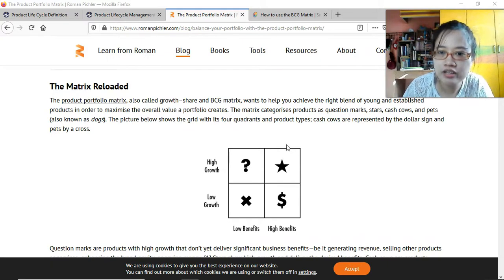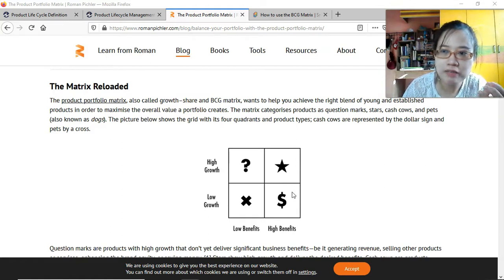And then you have the stars, high growth and then high benefits. Essentially, this pertains to the growth stage, okay? After a successful introduction to the public, demand for it increases, and so you're seeing high benefits from the increase in sales or revenues, right? Then you have the cash cows, low growth but high benefits. So essentially, maturity or stability, right?